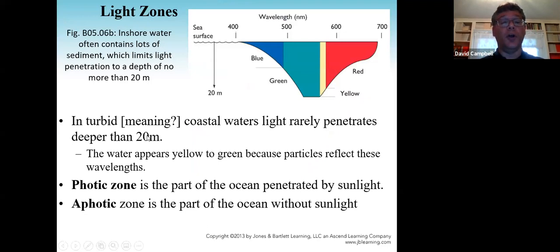If you have very turbid water, turbid meaning lots of stuff in it, say maybe muddy, maybe it's plankton, whatever the stuff in it is, the water is not particularly clear. Light there may be blocked only 20 meters or less down. It tends to look somewhat more yellow to green because the particles are reflecting that, spreading it around a bit more. So you get a bit different look than the blue of clear water areas.